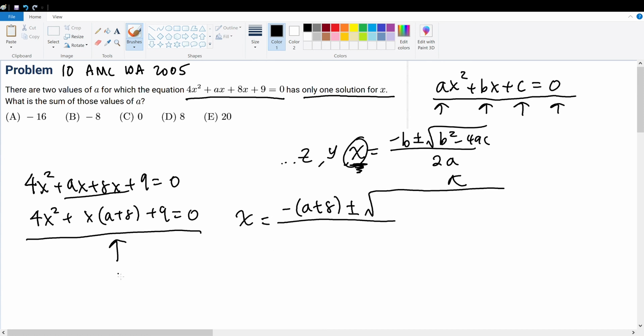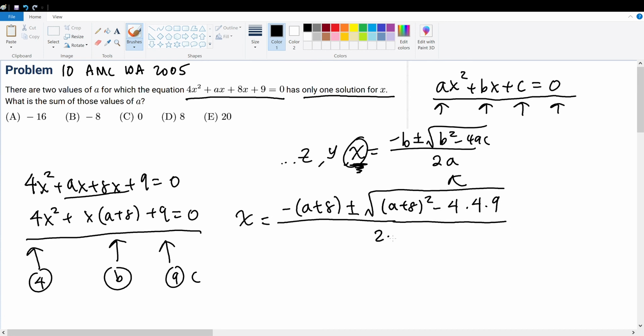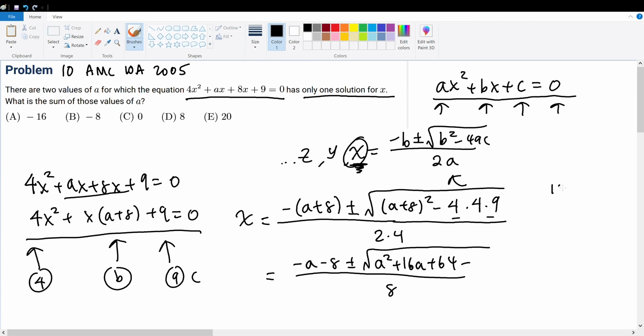What is b? Well, we established that b is a plus 8. So this becomes a plus 8 squared minus 4 times a times c. The constant is 9, or c, and a is the coefficient of x squared, which is 4. So 4 times 4 times the c, which is 9, all over 2 times a, which is 2 times 4. And now we simplify this. The denominator becomes 8. This becomes negative a minus 8 plus or minus the square root of, expanding, a squared plus 16a plus 64 minus 4 times 4, which is 16, times 9, which is 144.